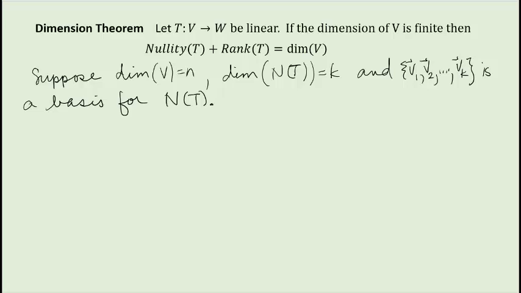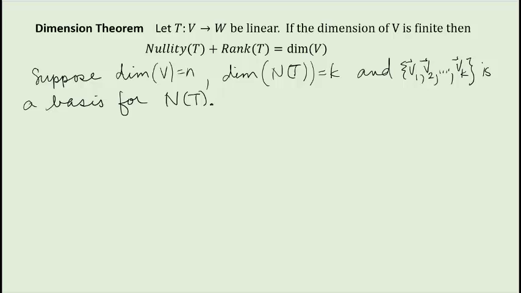Check back and look at them. The dimension of the null space plus the dimension of the range is equal to the dimension of V. So let's start out with supposing that the dimension of V is n and the dimension of the null space is k. So our goal will be then to show that the dimension of the range is equal to n minus k, or the rank.